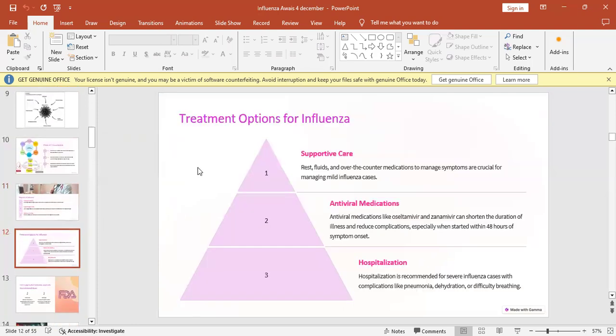So the treatment options for influenza include supportive care, antiviral medications, and hospitalization. Supportive care includes rest, plenty of fluids, and over-the-counter medications to manage symptoms, which are crucial for managing mild influenza cases. Antiviral medications include oseltamivir and zanamivir that can shorten the duration of illness and reduce complications, especially when started within 48 hours of symptom onset. The next is hospitalization. Hospitalization is recommended for severe influenza cases with complications like pneumonia, dehydration, or difficulty in breathing.